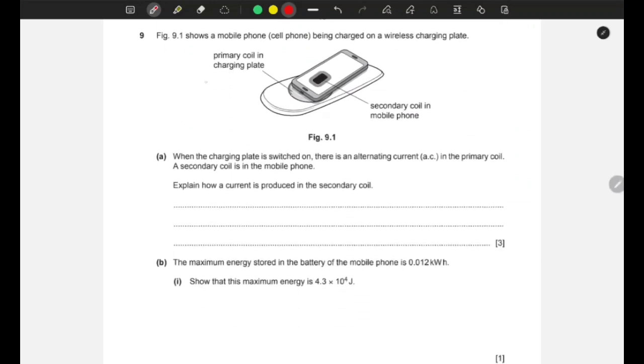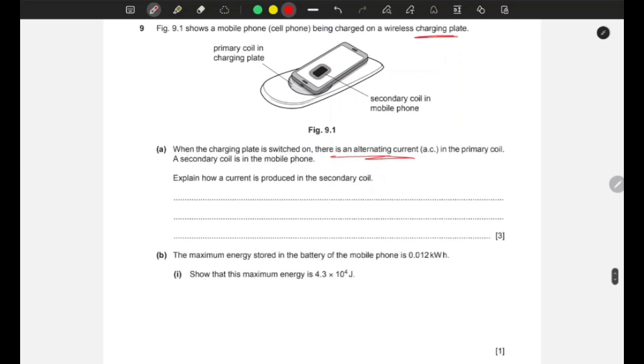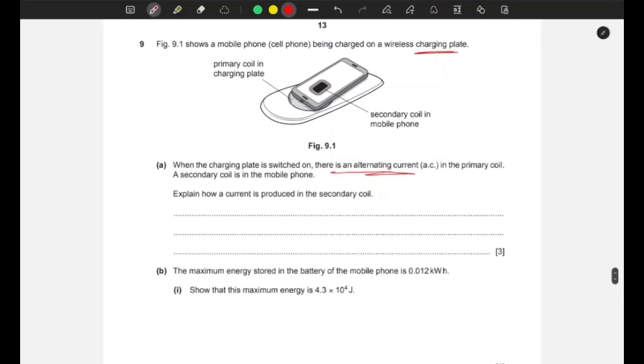Question 9. Figure 9.1 shows a mobile phone being charged on a wireless charging plate. When a charging plate is switched on, there's an alternating current in the primary coil and a secondary coil is in the mobile phone. Explain how a current is produced in the secondary coil. To know how the current is produced in a secondary coil, it's the same phenomenon as the transformer. Let me just draw a transformer to explain it first.